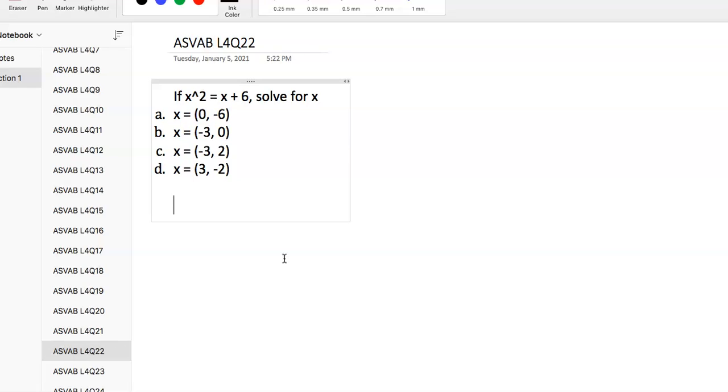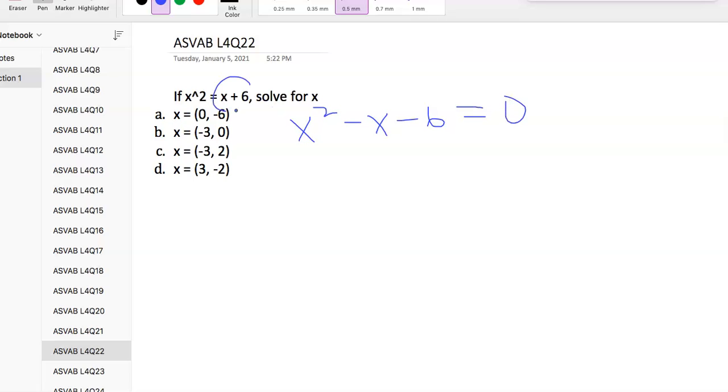Okay, x squared equals x plus 6. So what we want to do is set these kind of equations up where everything is on the left side and it equals 0, and then we can solve for it, right? So if I subtract, I start off with x squared minus x minus 6 equals 0. And all I did there was subtract x and subtract 6 so that there would be nothing on the right side.